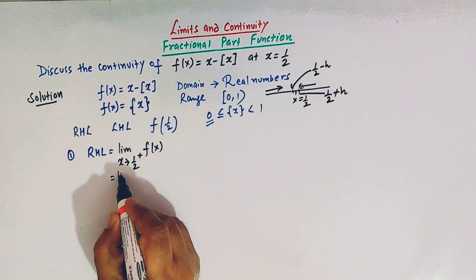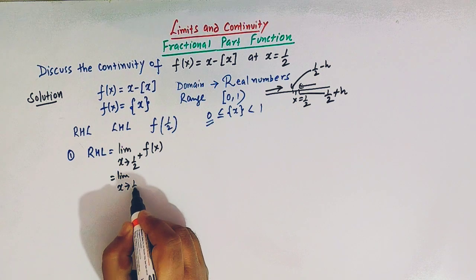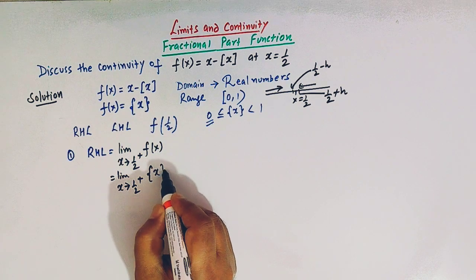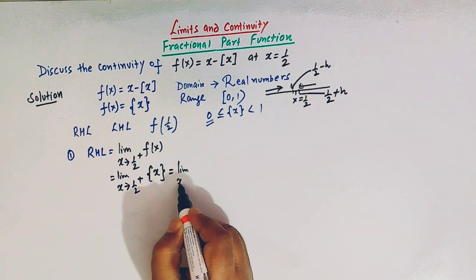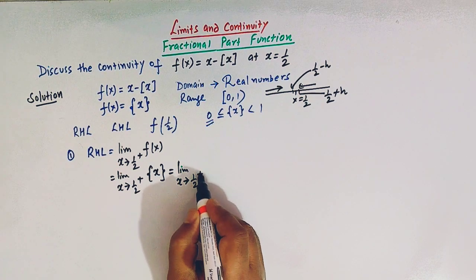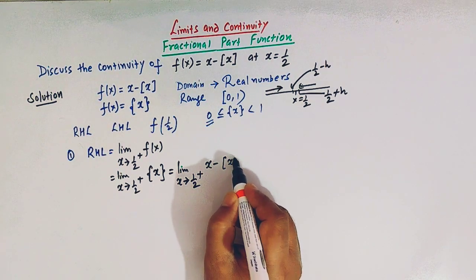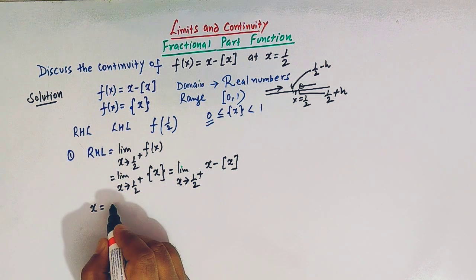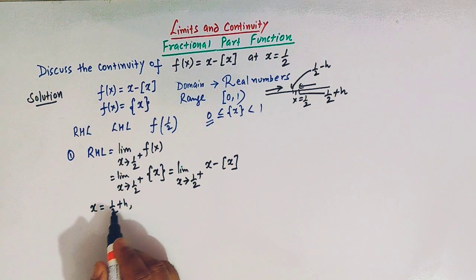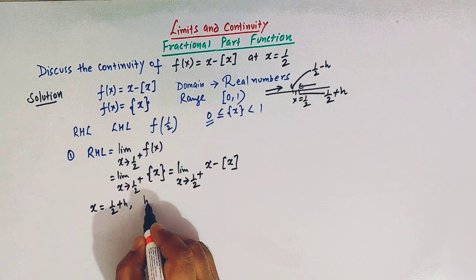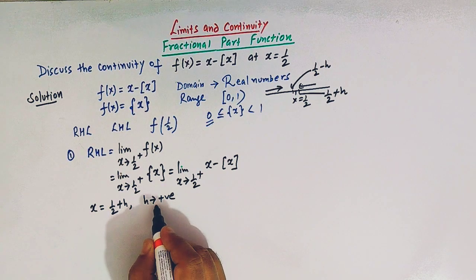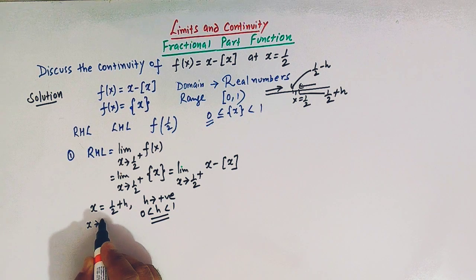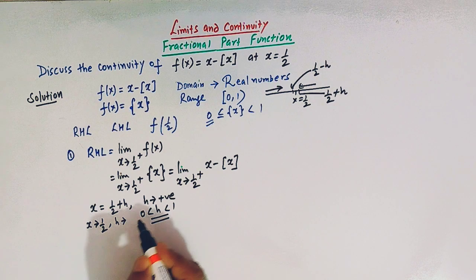So here we have limit x tends to 1/2 plus of f(x), which can be written as the fractional part of x, right? So which can also be written like this: limit x tends to 1/2 plus of x minus greatest integer of x, right? So now what we will do here, we'll take x = 1/2 plus h, where h is a very small quantity, but it is a positive quantity, right? And h lies between 0 and 1, right? So when x tends to 1/2, then obviously h tends to 0.